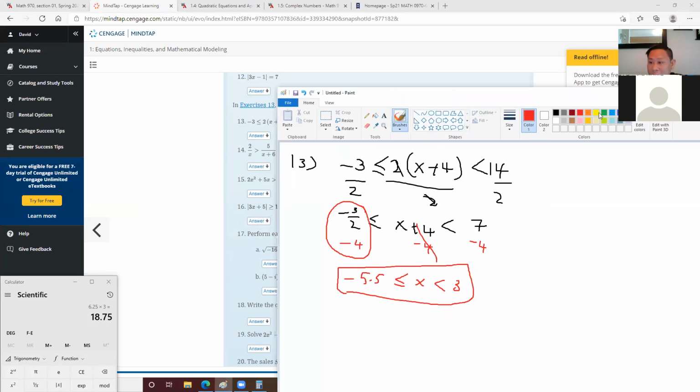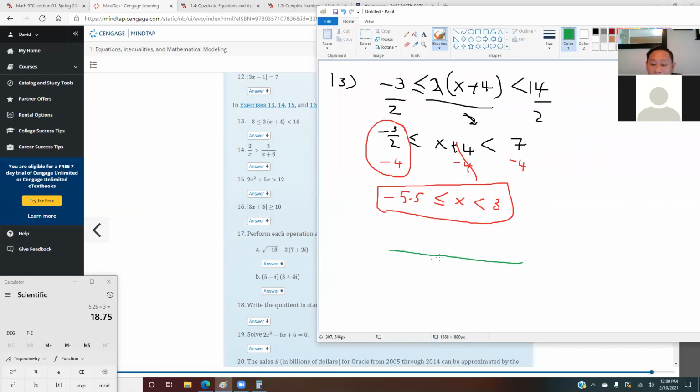Because in your test, I also asked you to graph. How do you graph this? Do you need to label it 0, 1, 2? Do you need to do that? No. What you need to do is give me these two numbers. One is -5.5 and one is 3. If you see this, what symbol should we use? The bracket. And this, what symbol do we use? The parentheses. Yep, and then you draw a line in the middle. So this is how you graph it. You okay there? Yeah.